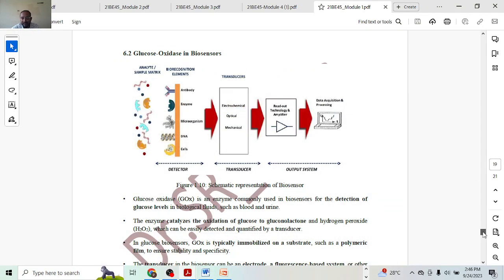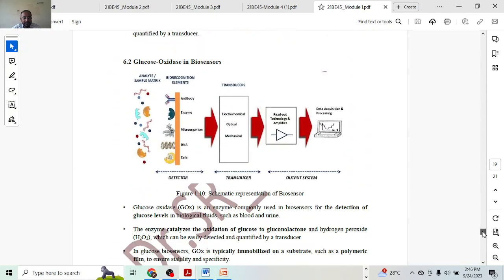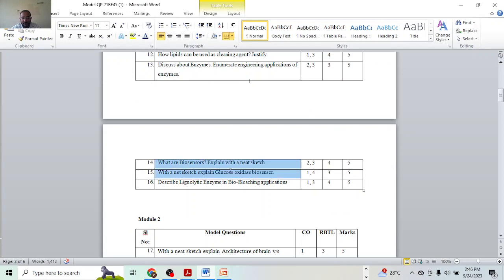So here for enzymes, if it is asked in the same question, you can write the detailed explanation of biosensor here, but try to draw the diagram of biosensors in both the topics. Okay, because biosensor is a device, right? For both the topics, try to draw the diagrams of biosensors.